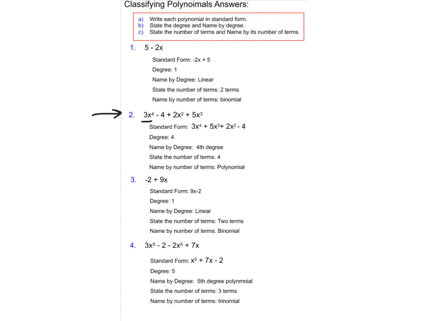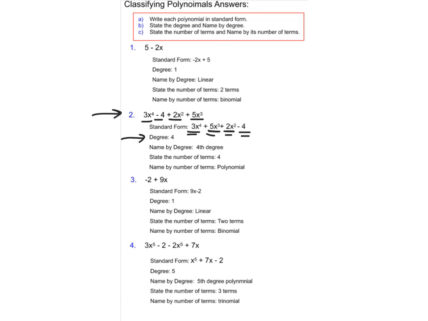I see a 3x to the 4th here. That's going to be the first term because it's the highest degree. Then I have a 5x cubed as the next highest degree, a 2x squared is here, and a minus 4 is next. It's degree 4, since that is the highest exponent I see, in that first term, 3x to the 4th. It's a 4th degree polynomial. It has 4 terms, each of those underlined, so you can see 1, 2, 3, and 4. And it is a polynomial. After 3 terms, it just goes to blank, like plain old polynomial.